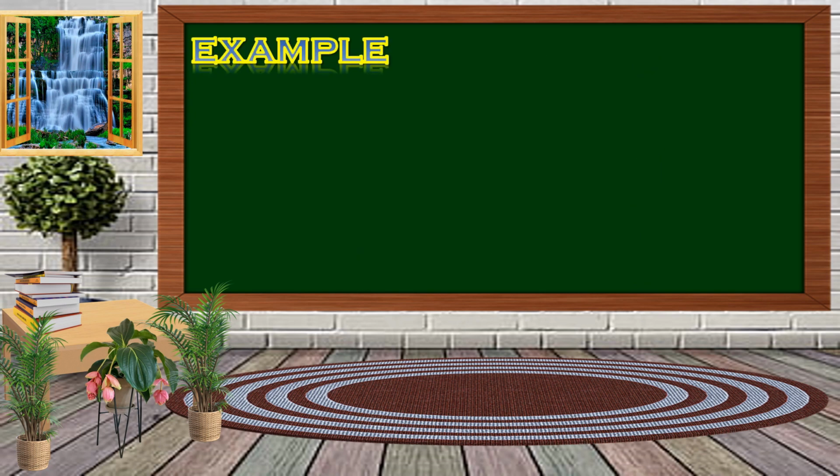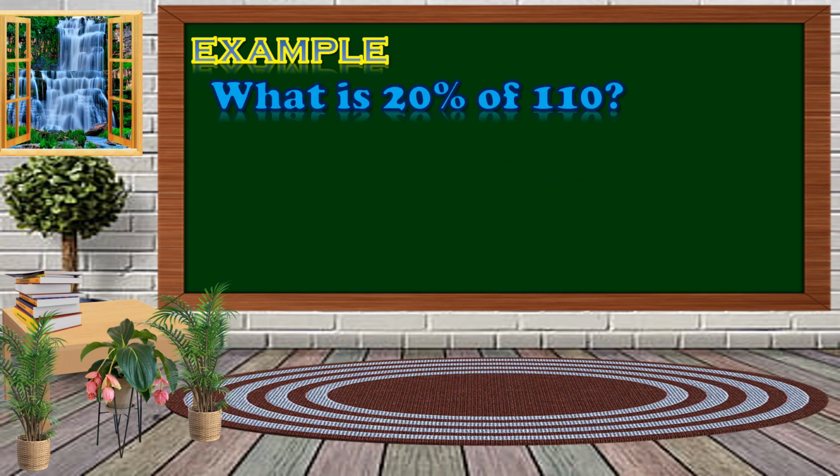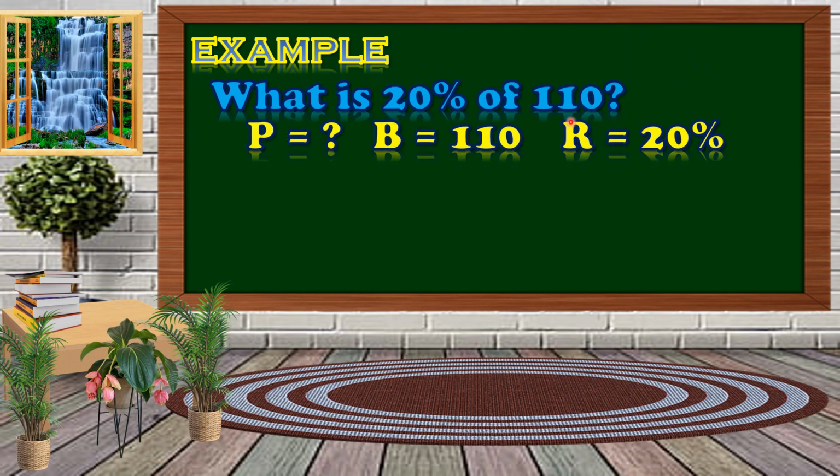The first example here is: what is 20% of 110? First we have to identify what is the percentage, what is the rate, and what is the base. In this question, we're going to look for the part which is 20% of 110. So we're going to look for the percentage. For the base, that is 110, and for the rate, that is 20%.